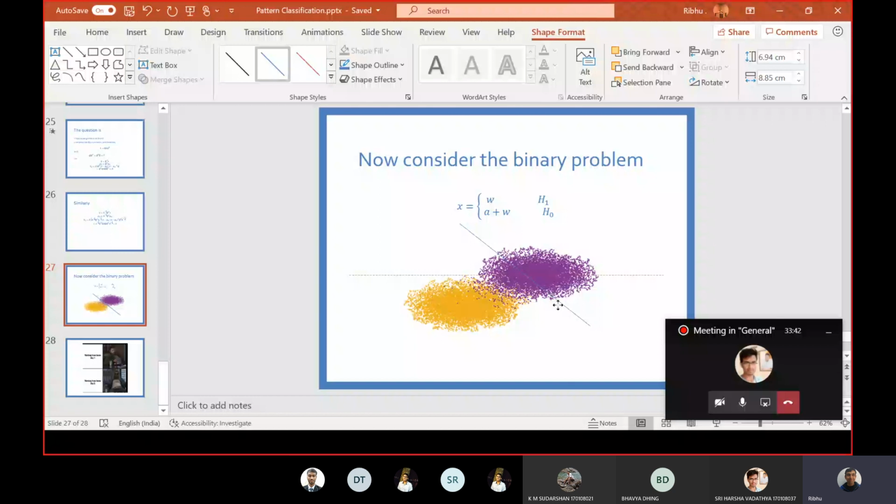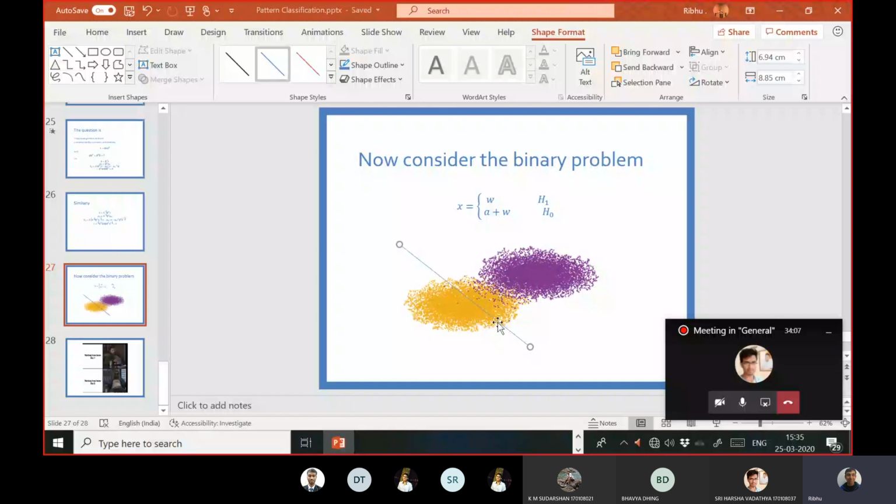Again, I'll repeat. I draw a line and everything to the left of that line is classified as yellow and everything to the right of that line is classified as purple. So I move this line. If I don't want to miss any purple, I'll move this line here. And so now I include a lot of yellow in the purple.